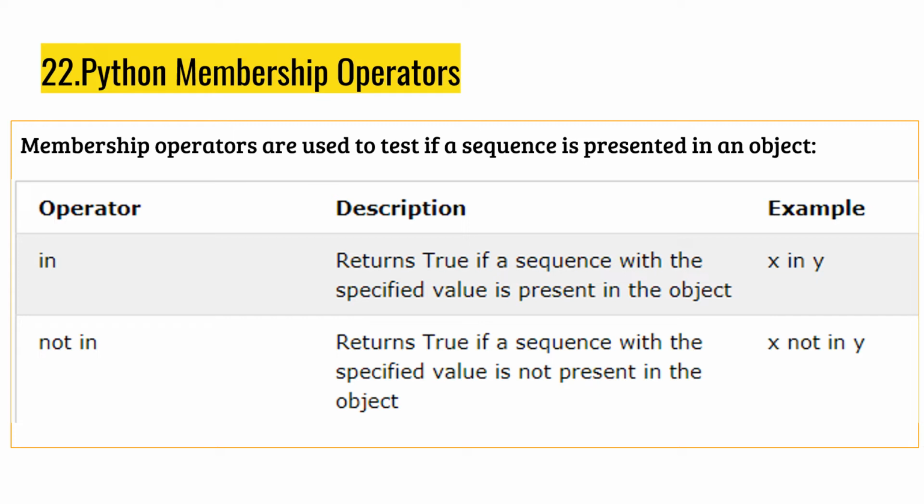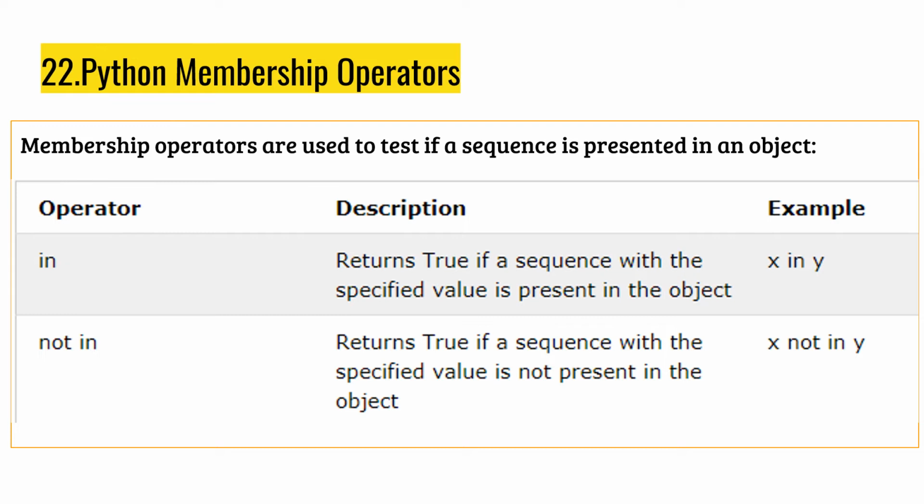So you can check one number in a sequence or a particular pattern in a string also. In both cases it will work, and it also checks whether a particular number is present in a range of numbers. There are two types of operator, in and not in. In returns true if a sequence with a specified value is present in the object, which means that we found what we were actually searching for.